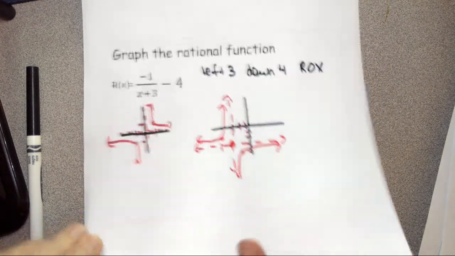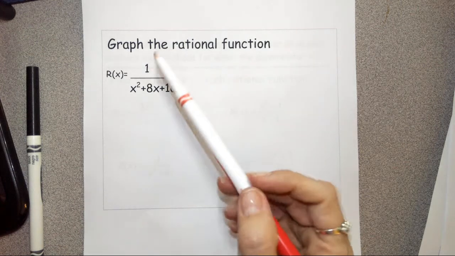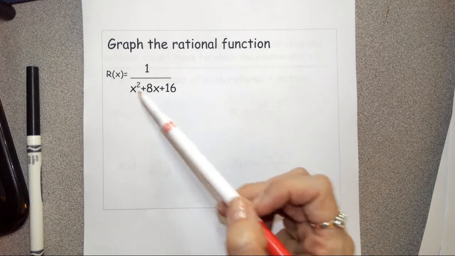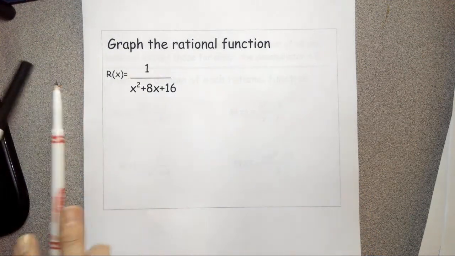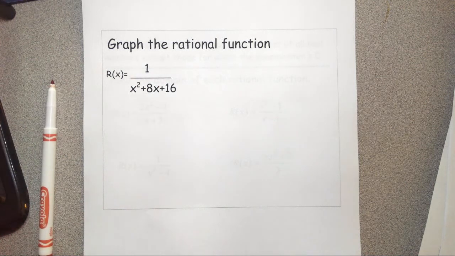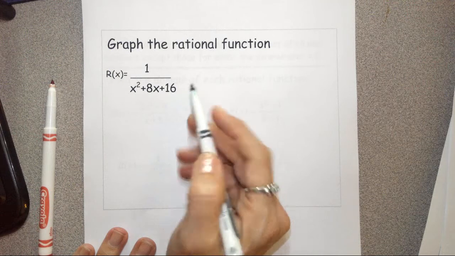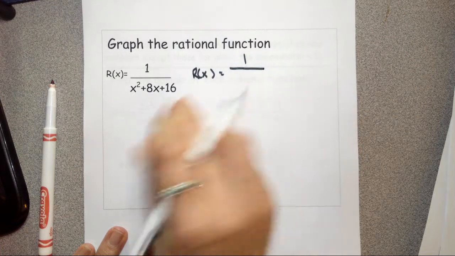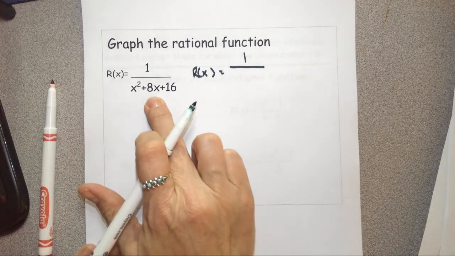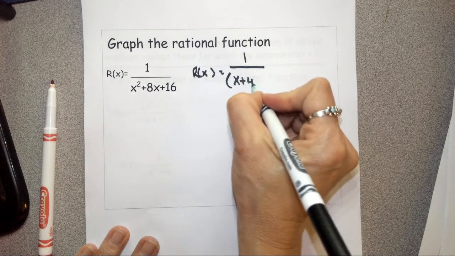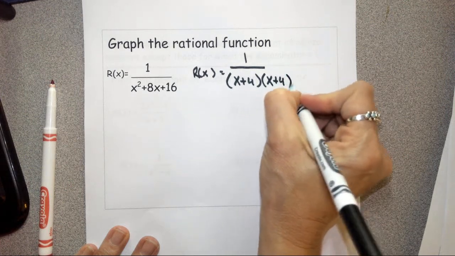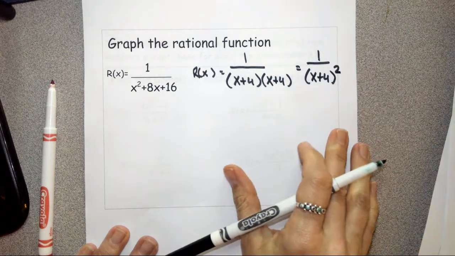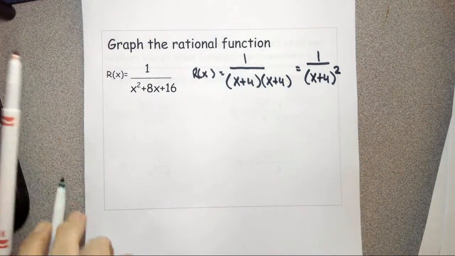Let's do one more where we have to do some factoring. So on this particular problem, I have 1 over x squared plus 8x plus 16. So we know it's most likely going to be an x squared problem. But in order for it to look like a graphing form of an x squared, I need to go ahead and factor the bottom. So when I factor the bottom, we get 1 over, I'm looking for factors of 16 that add up to 8. Well, that would be x plus 4 and x plus 4, which would be the same as x plus 4 squared. So we're graphing an x plus 4 squared graph.